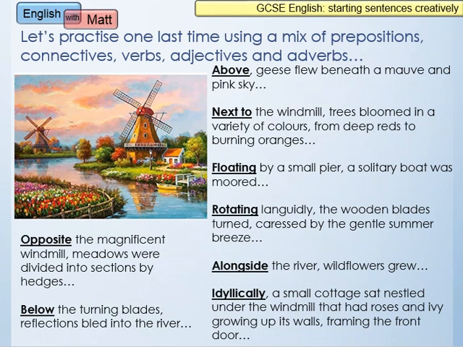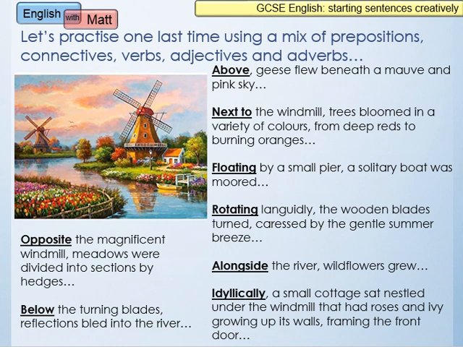Opposite the magnificent windmill, meadows were divided into sections by hedges. Below the turning blades, reflections bled into the river. Above, geese flew beneath a mauve and pink sky. Next to the windmill, trees bloomed in a variety of colours, from deep reds to burning oranges. Floating by a small pier, a solitary boat was moored. Rotating languidly, the wooden blades turned, caressed by the gentle summer breeze. Alongside the river, wildflowers grew.